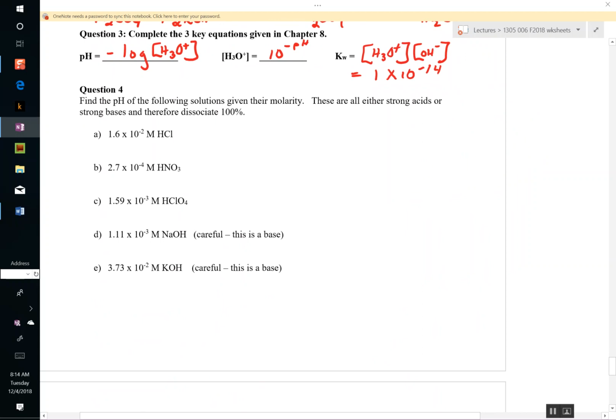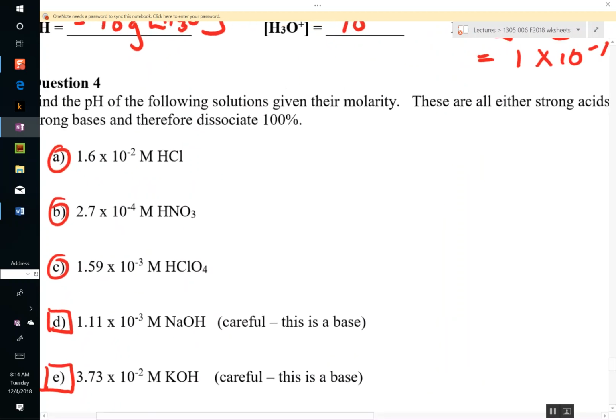Okay, let's look at problem 4. 4A, B, and C are one type of problem, so I'm going to put a circle around those. That's one type of problem. And D and E is a second type of problem. Why are they different? They're different because here you're given a concentration of an acid solution. In D and E, you're given the concentration of a base solution. So you have to be careful.